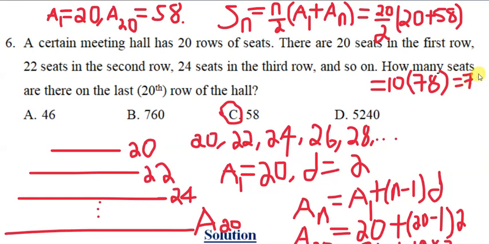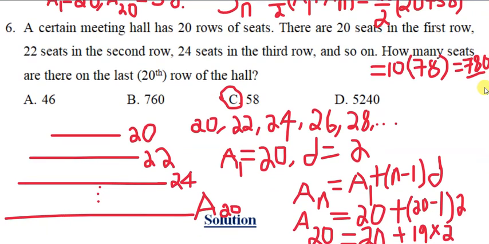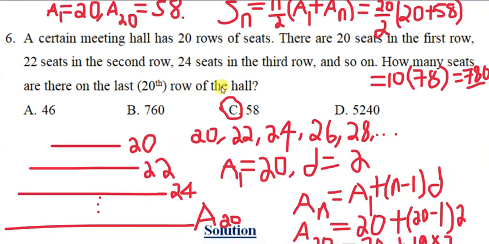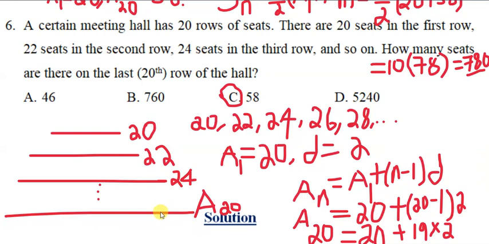Therefore the total number of seats in the hall is, suppose this is 8, is this much, 780. That is if you will be asked this year the number of seats. But for this particular example or question, the answer is 58, because we were asked the last term, the 20th term, the number of seats on the final row, and therefore that is simply 58.